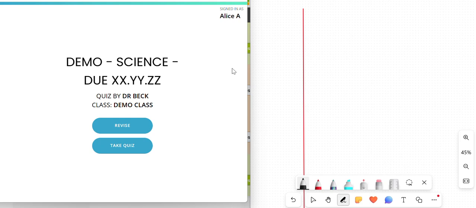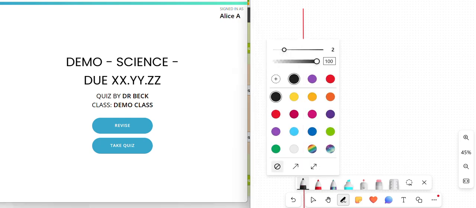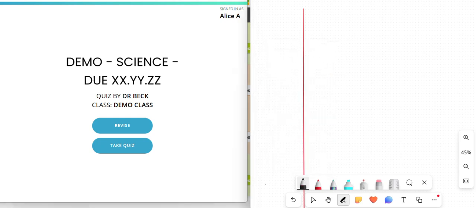So how do we complete the homework for science? First of all, students should be taking their science books home. Please check that they have them, and of course, please check they're returning them for the next lesson with me.